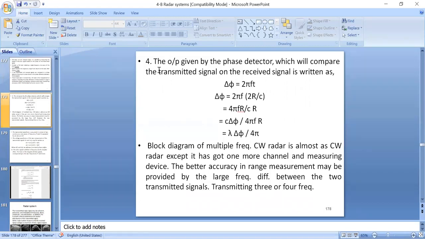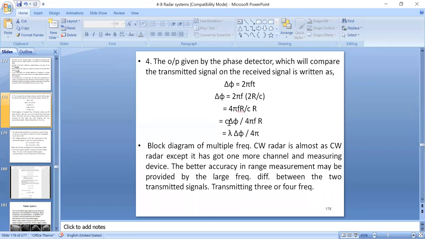Actually, the transmitted signal phase and the received echo signal phase are given to a phase detector. Now the output given by the phase detector, which compares the transmitted signal and the received signal, is written as the phase difference del phi, where del phi is equal to 2 pi f t, right? T is nothing but the time taken by an echo signal to reach the radar system from the target. The time taken is 2r by c. So it becomes 4 pi f r by c.